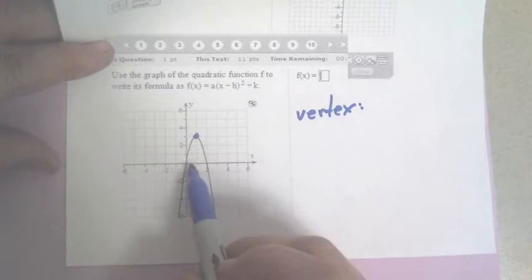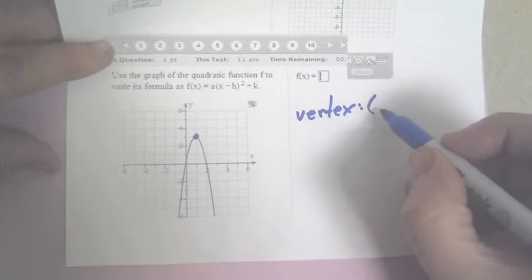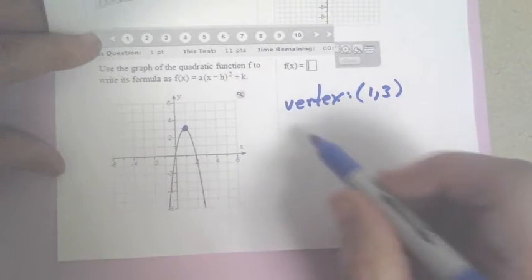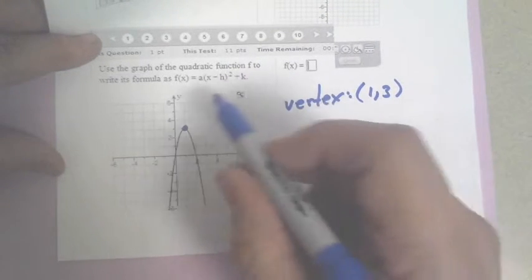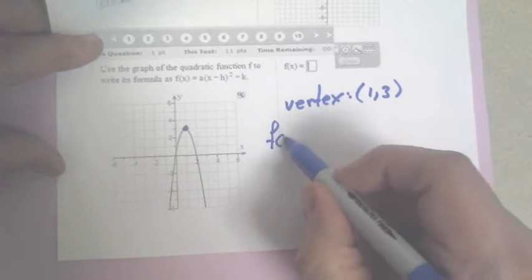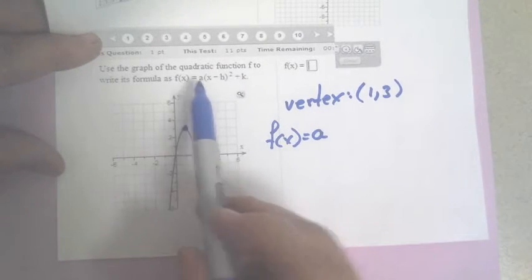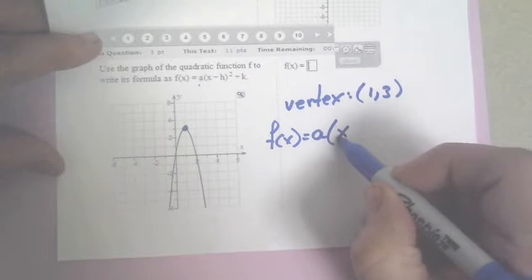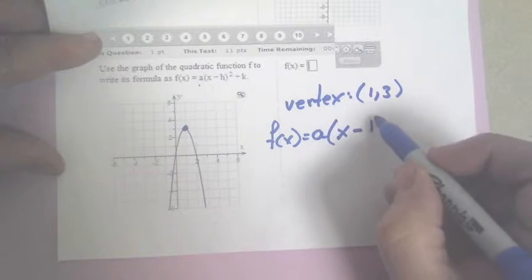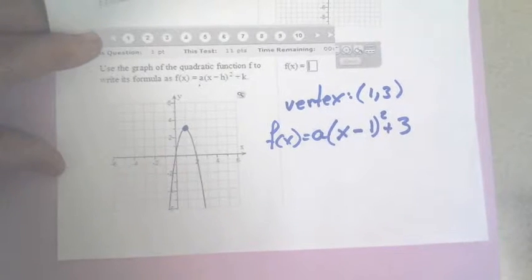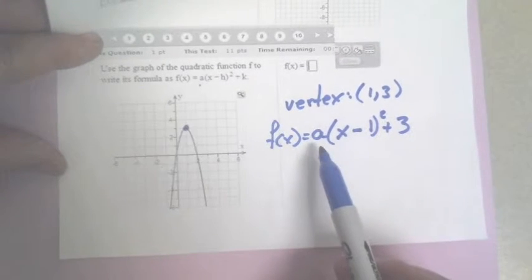And our vertex there looks like (1, 3). And the nice thing about that is it tells us most of what our vertex form looks like. We'll have f of x equals a, we don't know what that a value is, times (x minus 1) squared plus 3. So that's most of what our vertex form looks like. We just need to find this a.